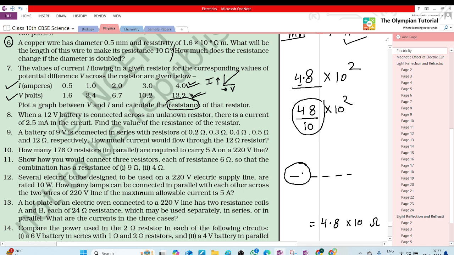But in mathematics, it is the rule: if we are dividing by any number, we have to multiply by the same number. So it will become 4.8 into 10 to the power 3. Are you getting? Yes, ma'am. That would be the standard form.